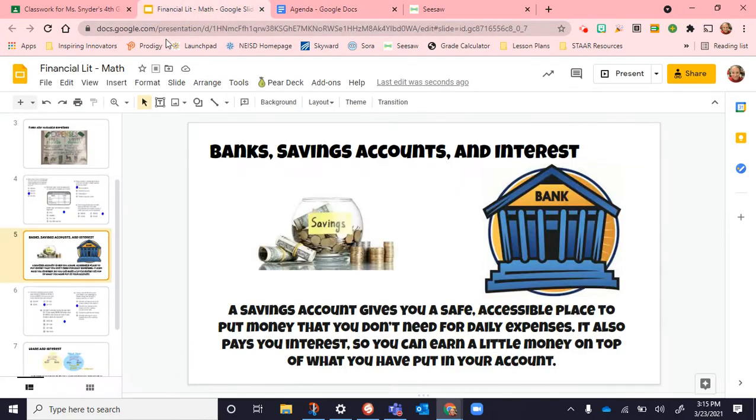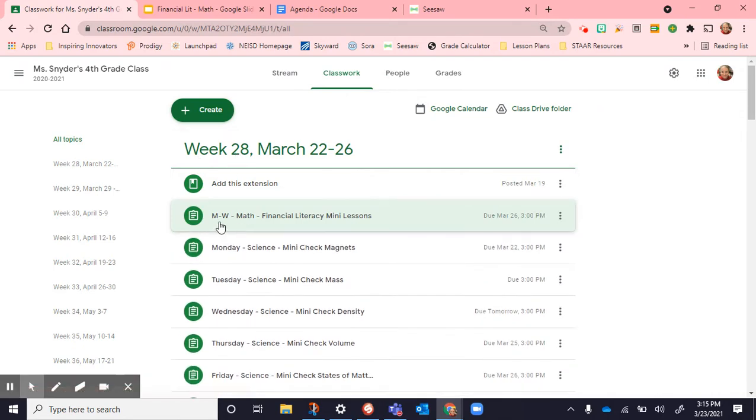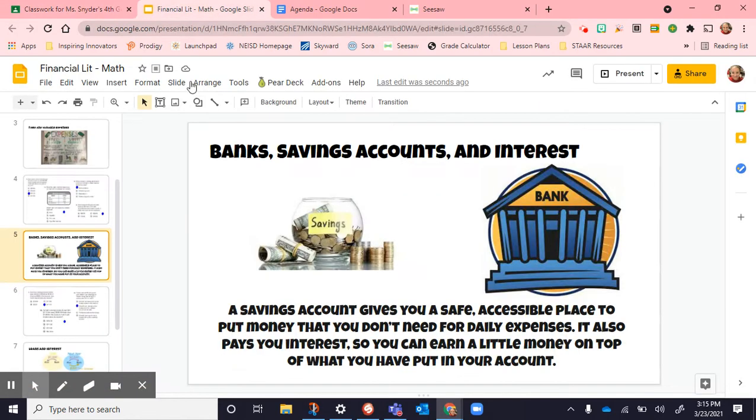So we went to financial literacy. This is in week 28, Monday through Wednesday, math financial literacy mini lesson. When you open that up, go to page 5. This talks about banks, savings accounts, and interest. So today we were talking about how we could put money in a bank. And we focused on savings accounts, but we touched on checking accounts as well. So we took some notes in our notebook.